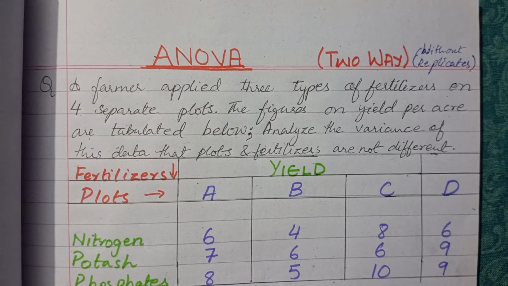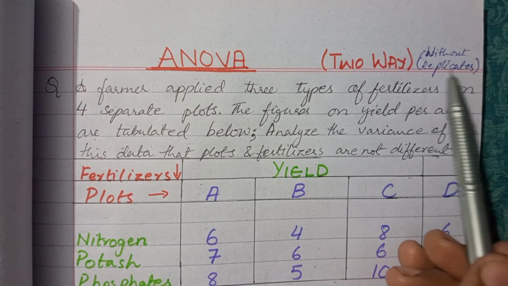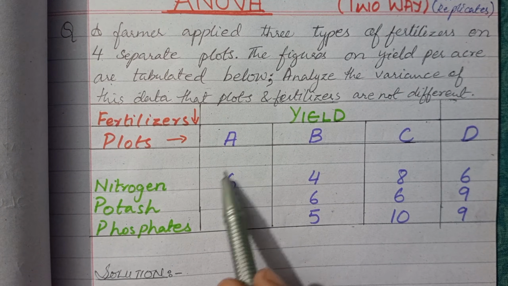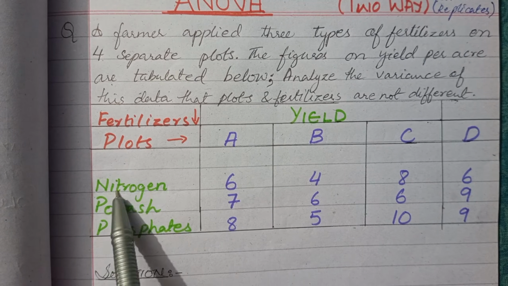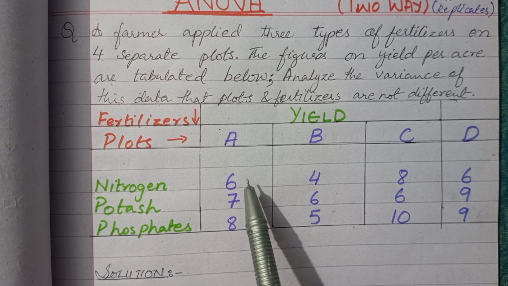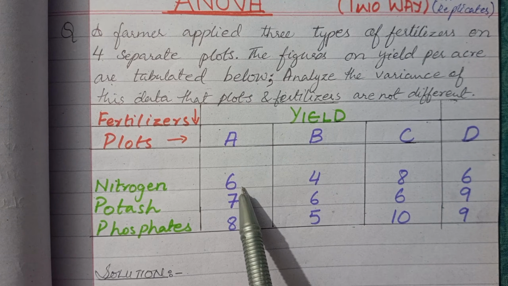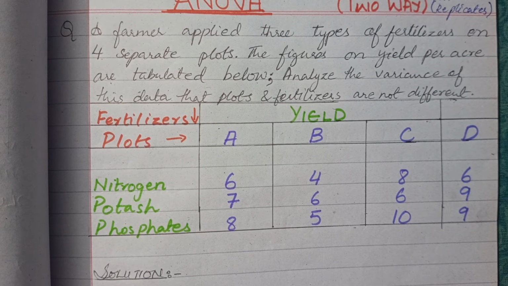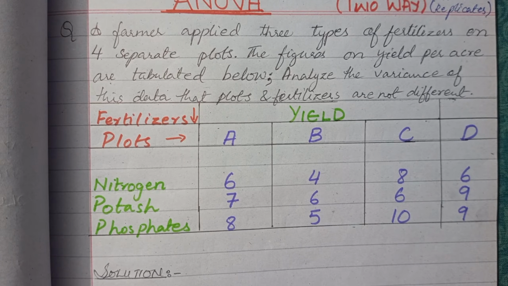And also I want to explain that this is two-way ANOVA without replicates. What is replicates? Here there is only one observation for plot A and nitrogen fertilizer. If there is more than one observation, then we can say this is two-way ANOVA with replicates. So this is without replicates, for one observation. In the next video, we will do this with replicates. Now this is the question for two-way ANOVA without replicates.